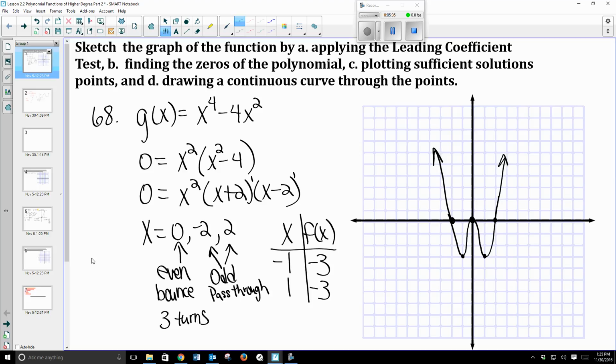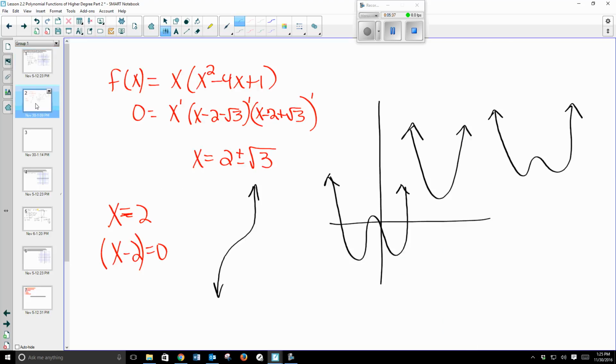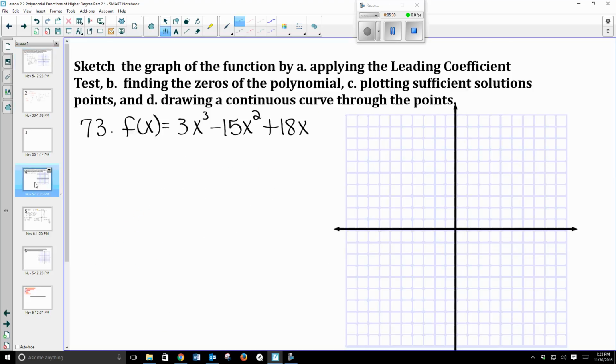All right, let's do one more. Same directions. So what are we doing here? Are we doing this, this, this, or this, according to the leading term? This. That's correct. So we know that on the left side it's going down and on the right side it's going up. Let's find our zeros so we'll know where to start and end our graph.